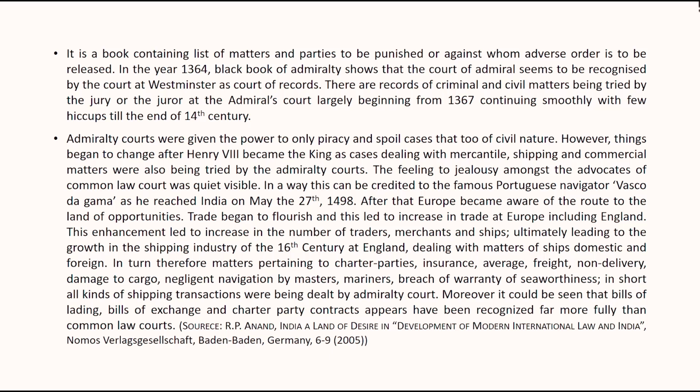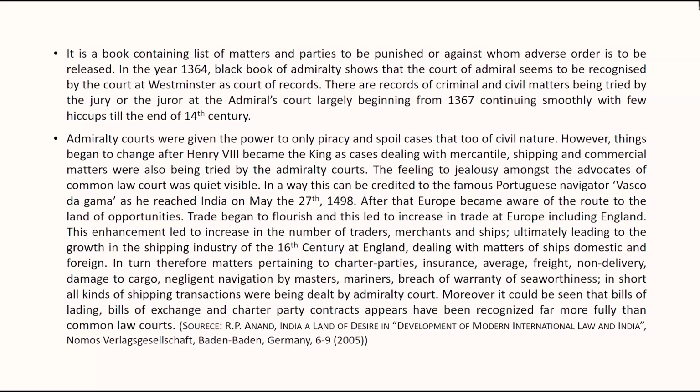Dealing with matters of ships, domestic and foreign, in turn therefore matters pertaining to charter parties, insurance, average, freight, non-delivery, damage to cargo, negligent navigation by masters, mariners, breach of warranty of seaworthiness, in short all kinds of shipping transactions were being dealt by Admiralty court. These are all matters which are also still relevant today, and we have an expanded list also. If we will see in the next module when we discuss Admiralty Act 2017, you will realize that more claims than I have just mentioned here have been dealt under the Act itself.